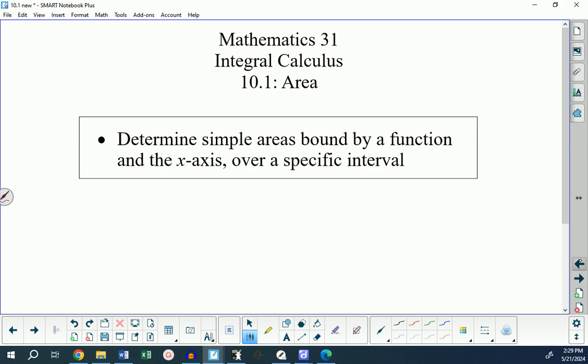But we're moving now into chapter 10, which deals with area. And what this lesson culminates in is being able to find what we call simple areas bound by a function and the x-axis over a specific interval. And we'll get to what that looks like in a bit.